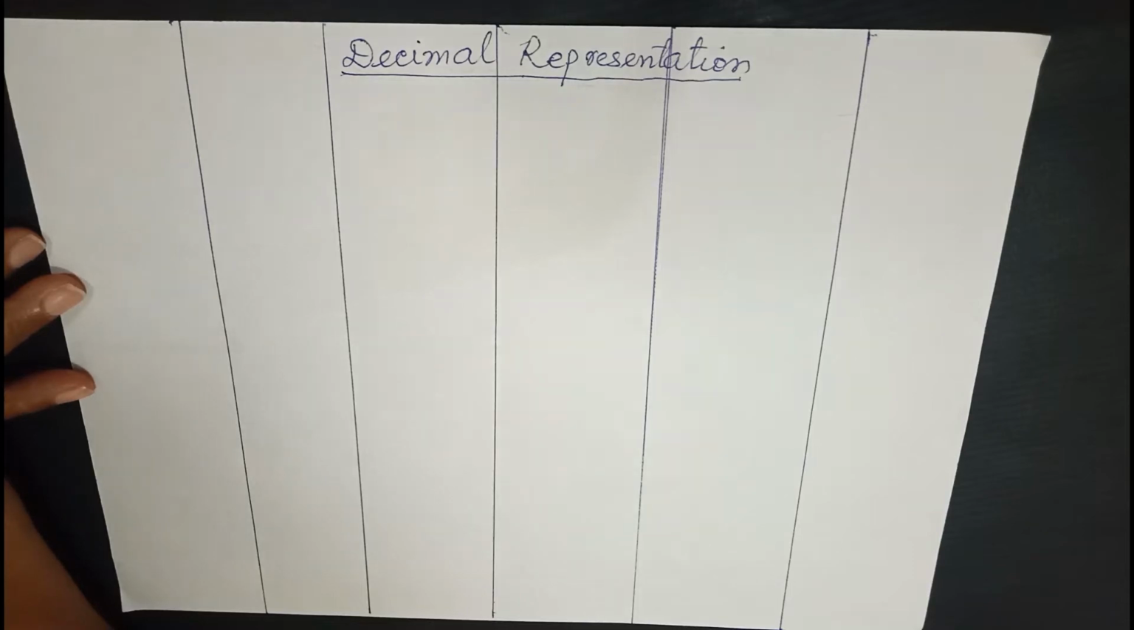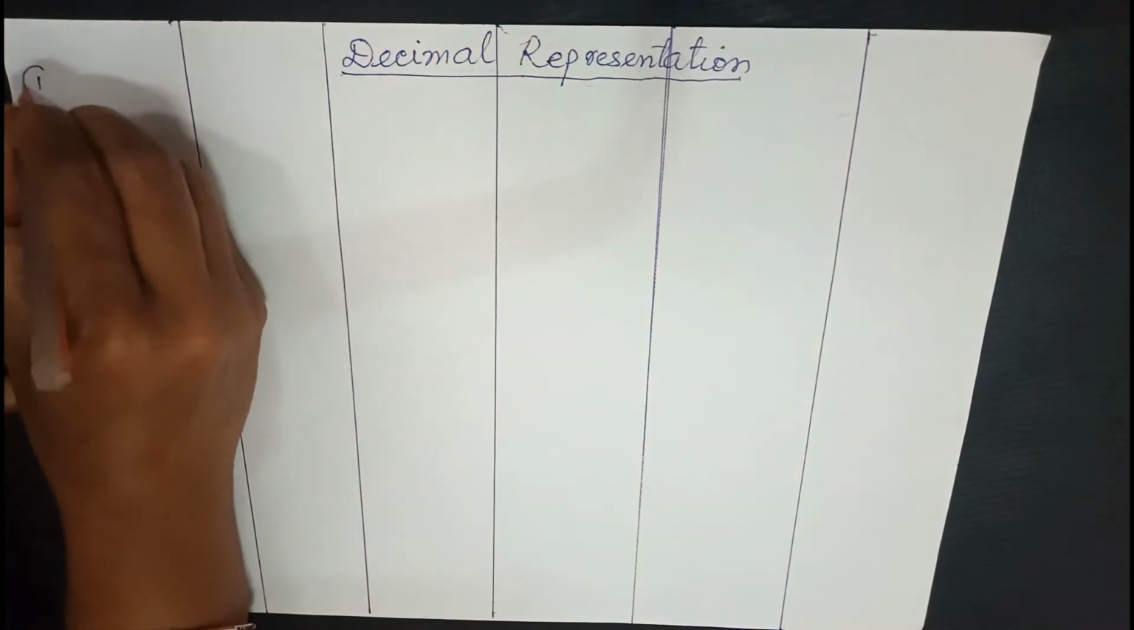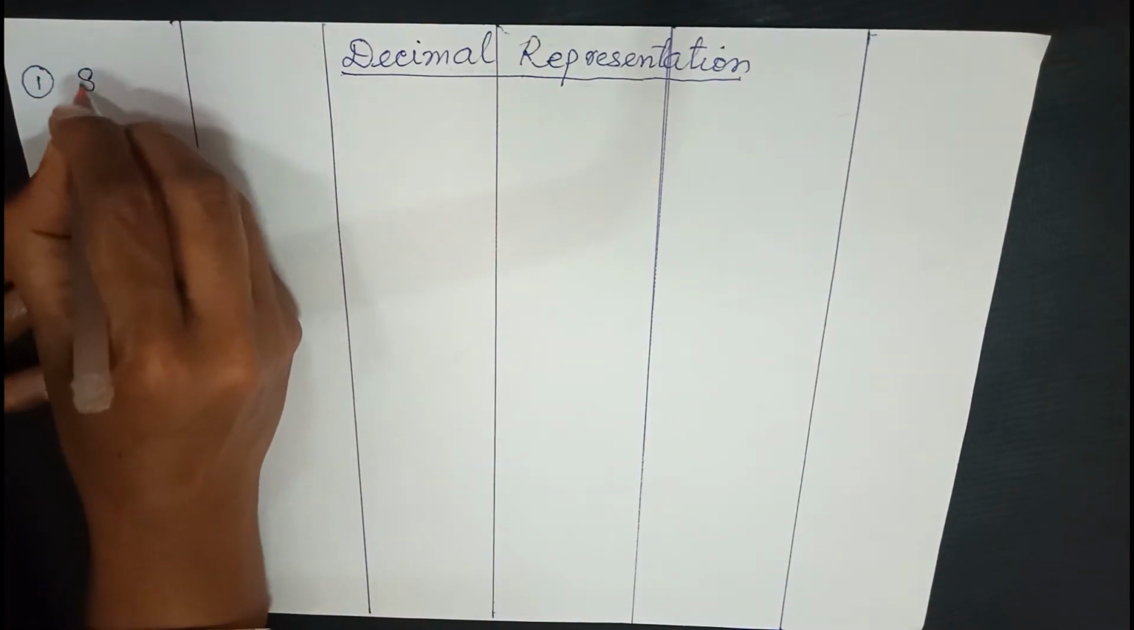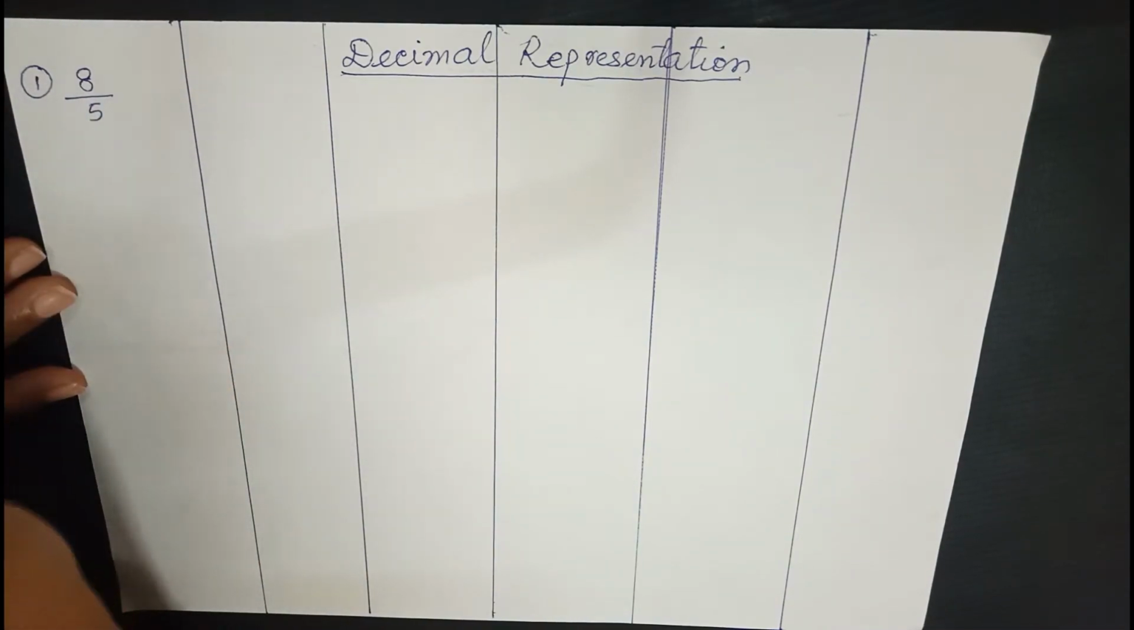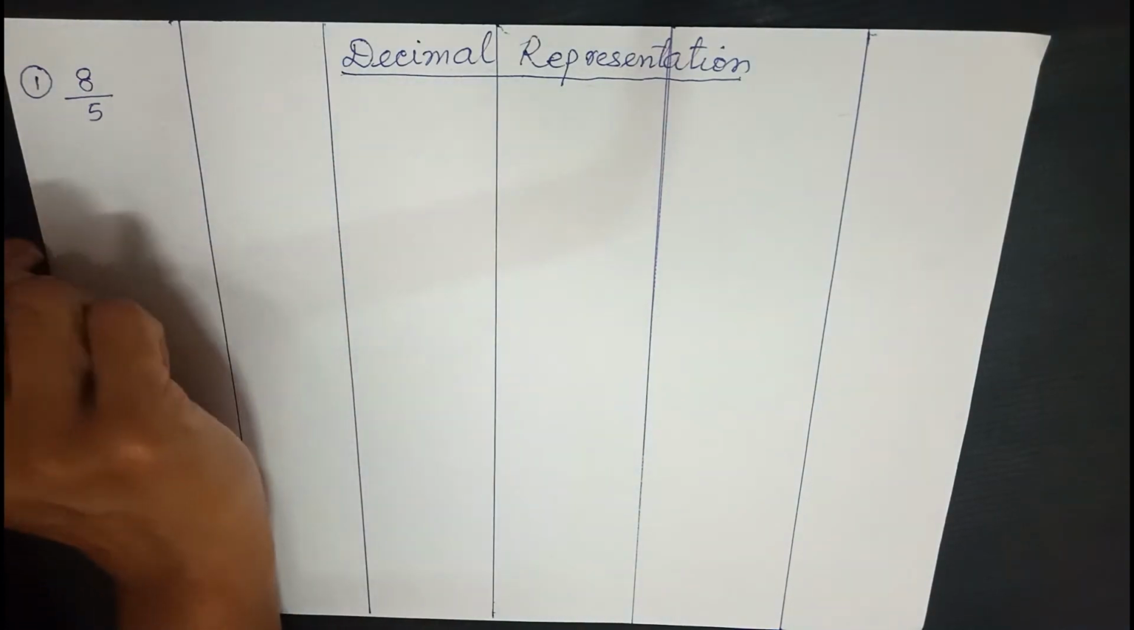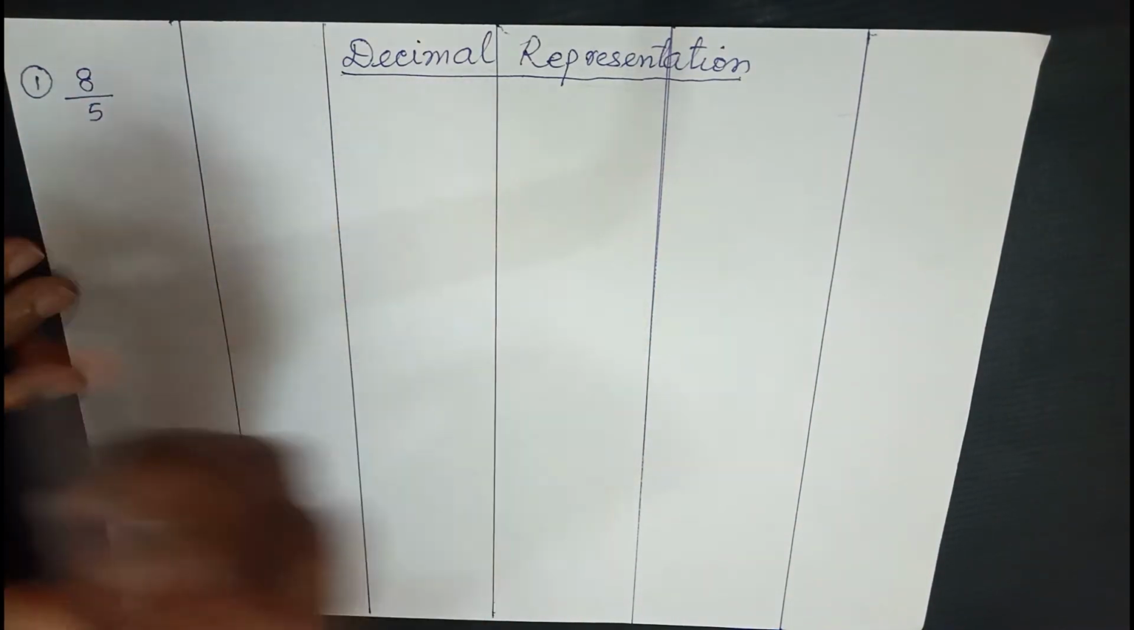Morning. In this video today, we will be seeing decimal representation of rational numbers. So let's begin. For example, I have 8 upon 5 as a rational number. Now I want to represent this as a decimal representation. What we mean exactly by decimal representation is dividing it and writing the answer.